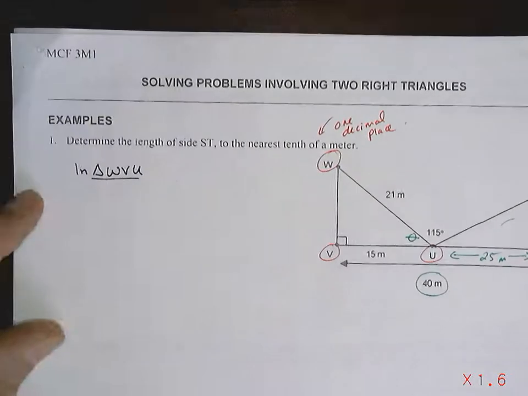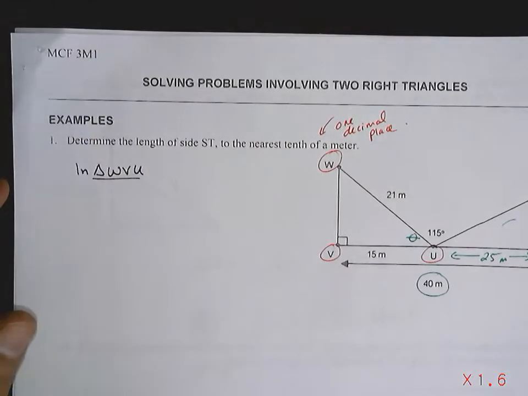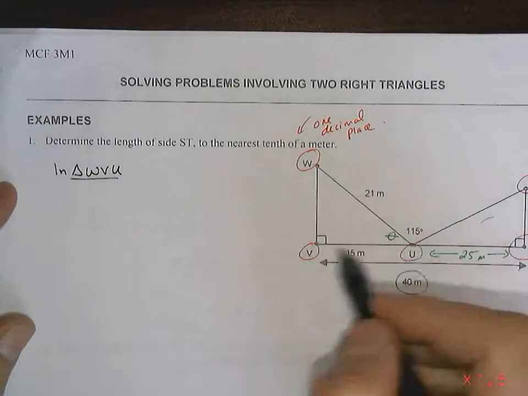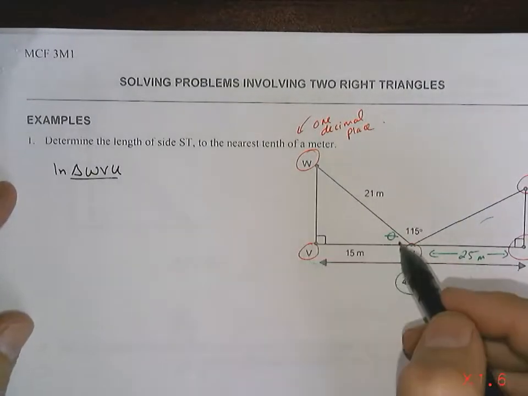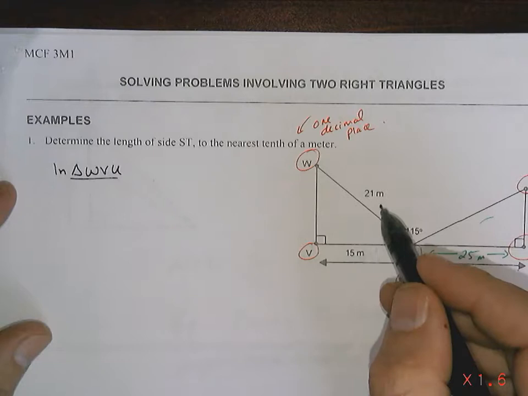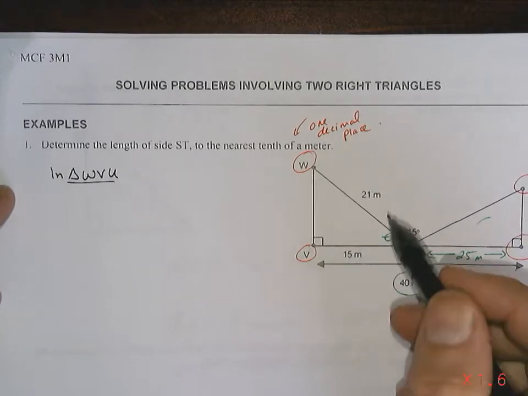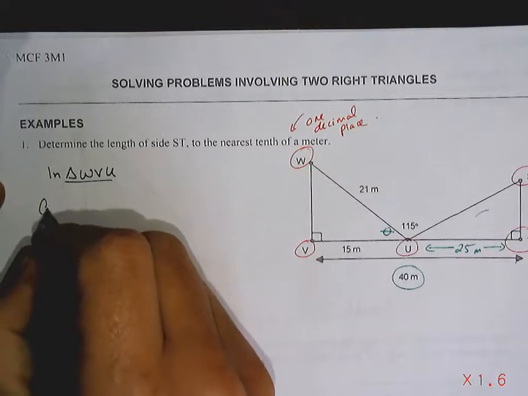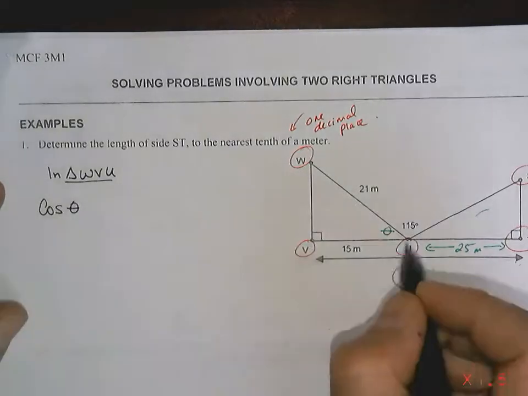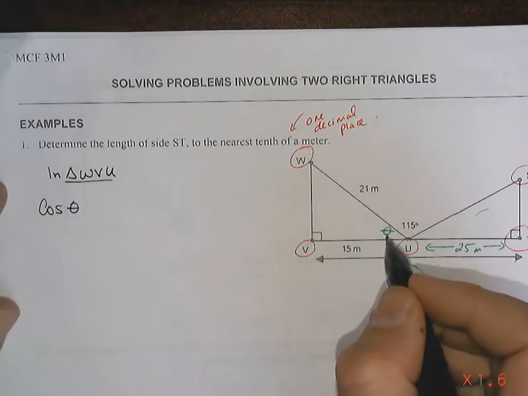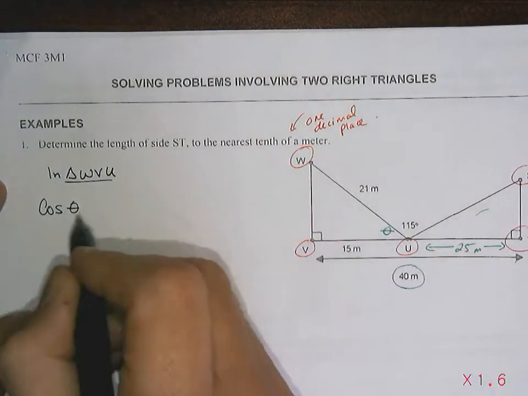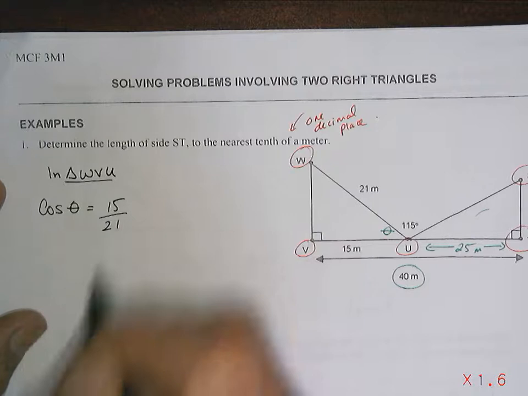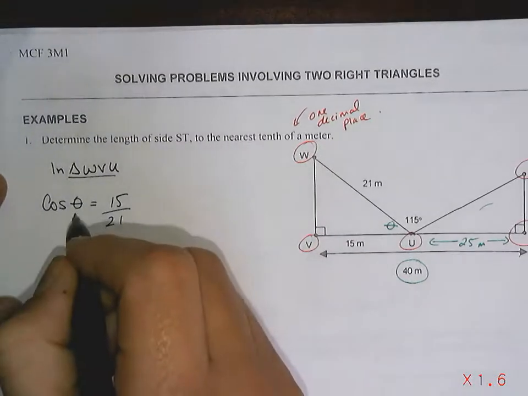So you tell your people what you're going to be doing. I'm going to start working in triangle WVU. Now in WVU, I want this angle. And to get that angle, this is its adjacent, this is its hypotenuse. Adjacent and hypotenuse, that's cosine. So cosine of theta, because it's easier than putting in the symbol WVU, is going to be equal to adjacent over hypotenuse.